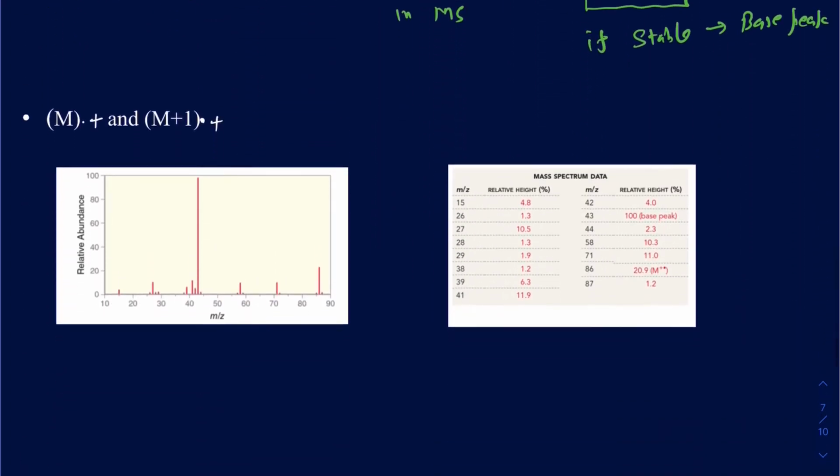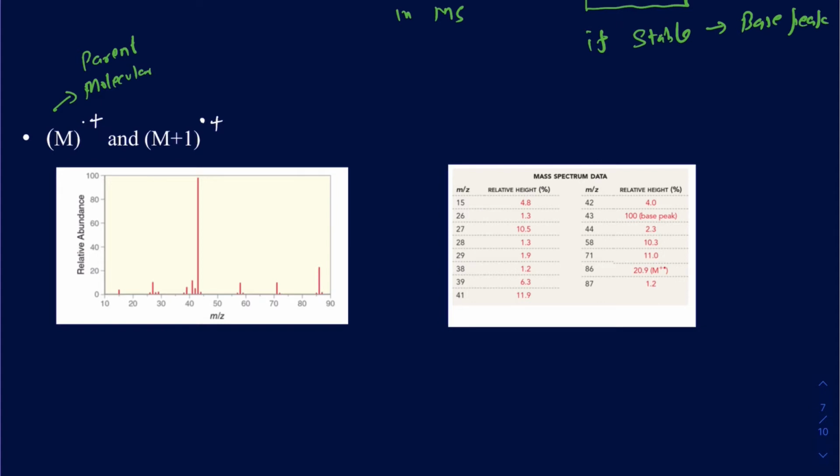Now let's talk about some molecular ion peaks. You can have something called an M+ cation. This is obviously the molecular ion peak, which is also the parent ion. And then you can also have an M+1. I'll talk about what that really means.